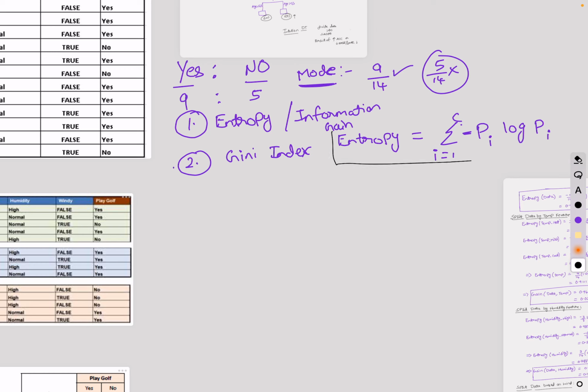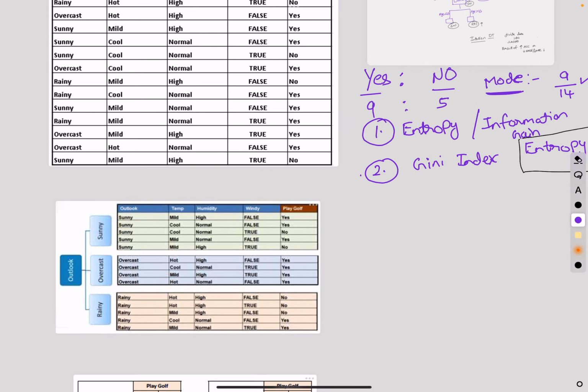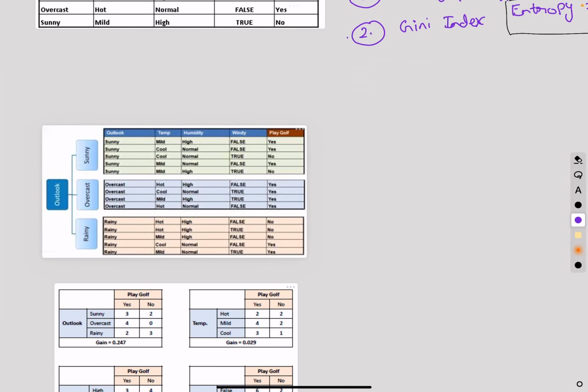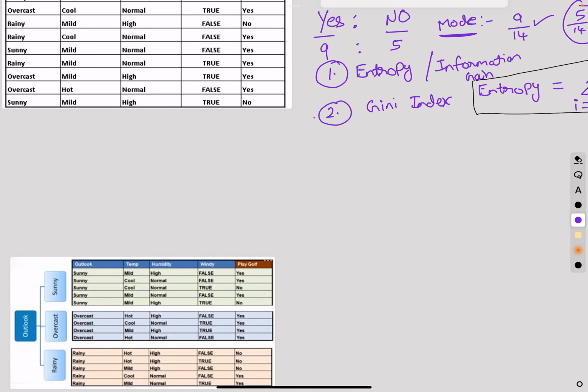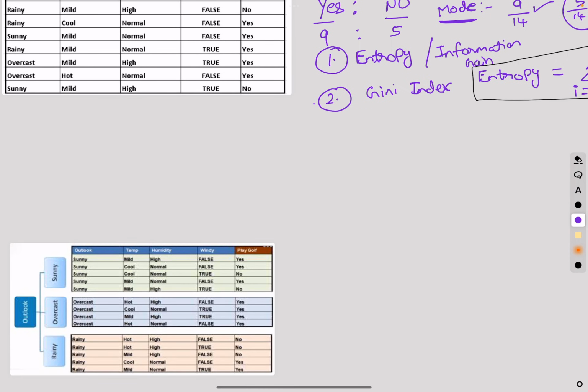This is the formula for entropy, and we will use this formula to find the level of uncertainty in each situation. So let's say initially I have my data. Let me put this down. For this data set, let's see what my uncertainty is at the initial level. So the data is over here: 9 and 5, total 14.